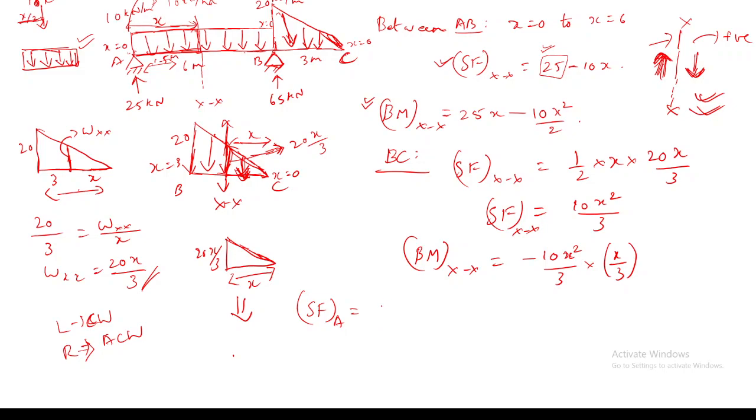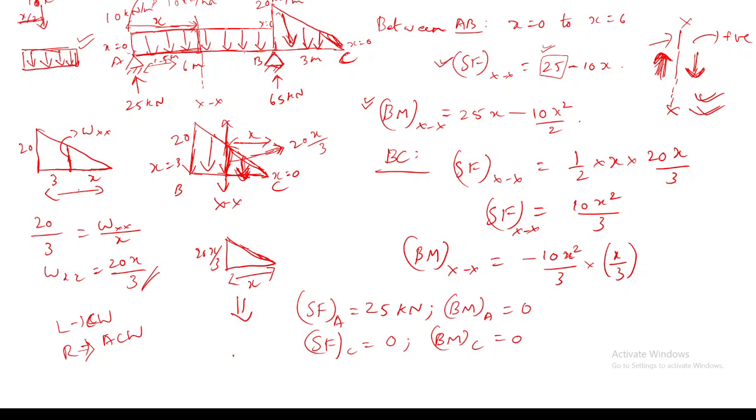So can you say what will be the shear force at point A? 25. Yes. How are you getting 25? Substituting x equals 0, you will get 25. And what will be the bending moment at point A? 0. Yes, 0. And the shear force at point C? Zero. Yes, it is 0. And the bending moment at point C will also be 0.